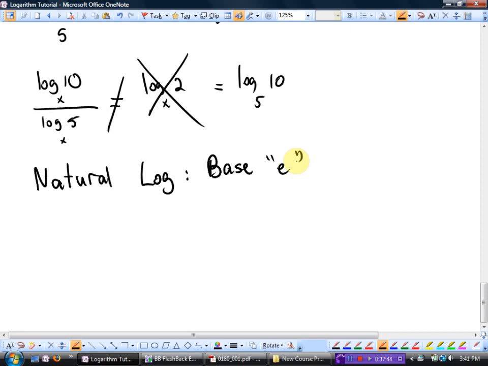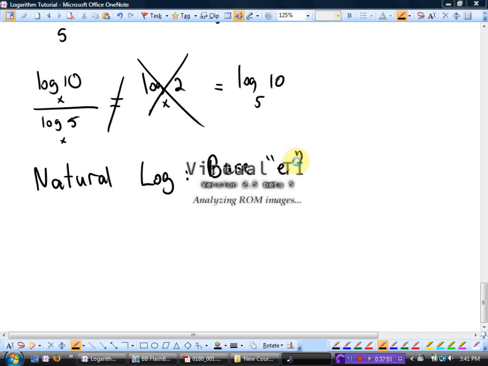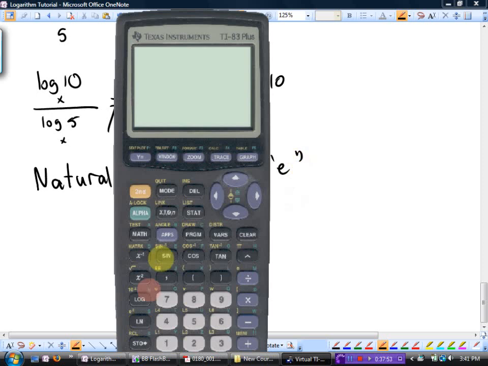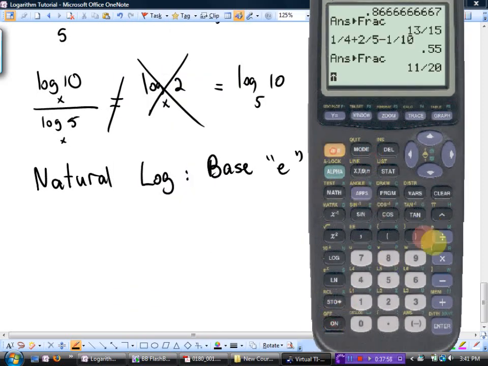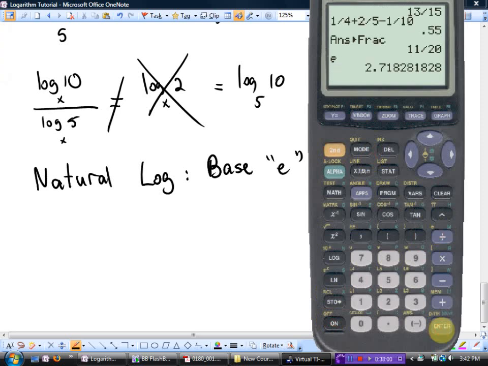Base E was, well, you could actually find it on your calculator, which I should really bring up, I suppose. You could find it on your calculator right there. Second function, E, enter. E is 2.718281828. It looks like it repeats. It doesn't. Just off the page, it goes all haywire. E belongs to the same category of numbers as pi. It's irrational. It goes on forever and ever without repeating.